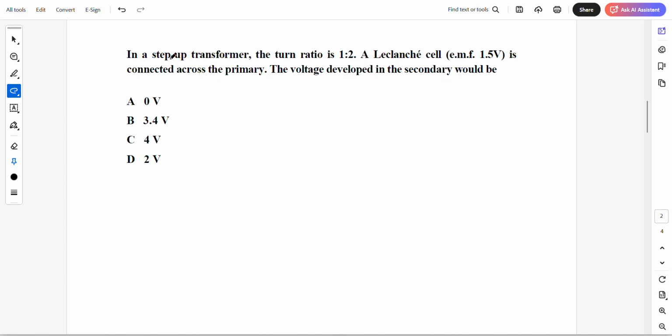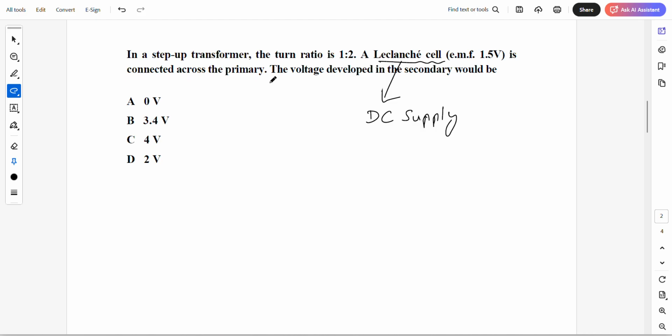What it is saying: in a step-up transformer, the turn ratio is 1:2. A Leclanche cell is given. This is the cell which works on what? DC supply, direct current. It is connected across the primary.